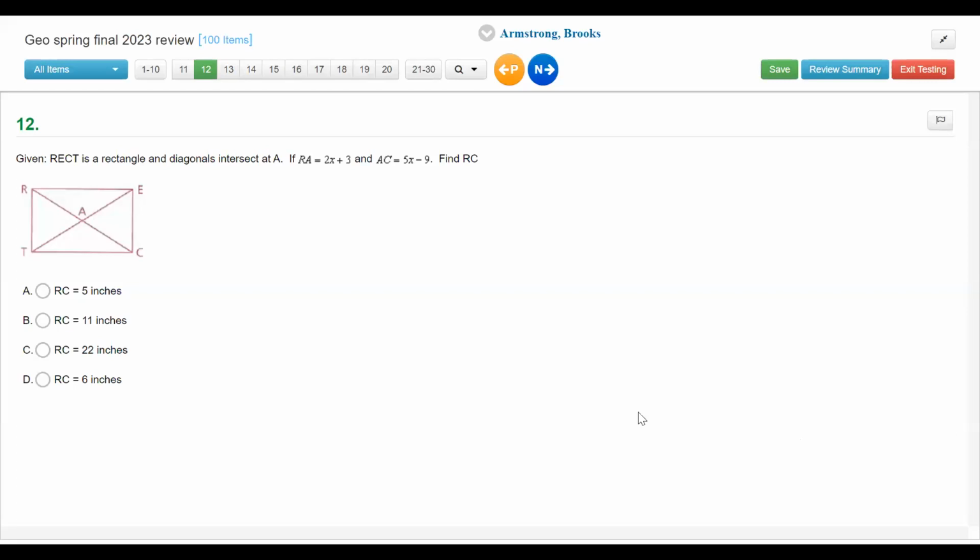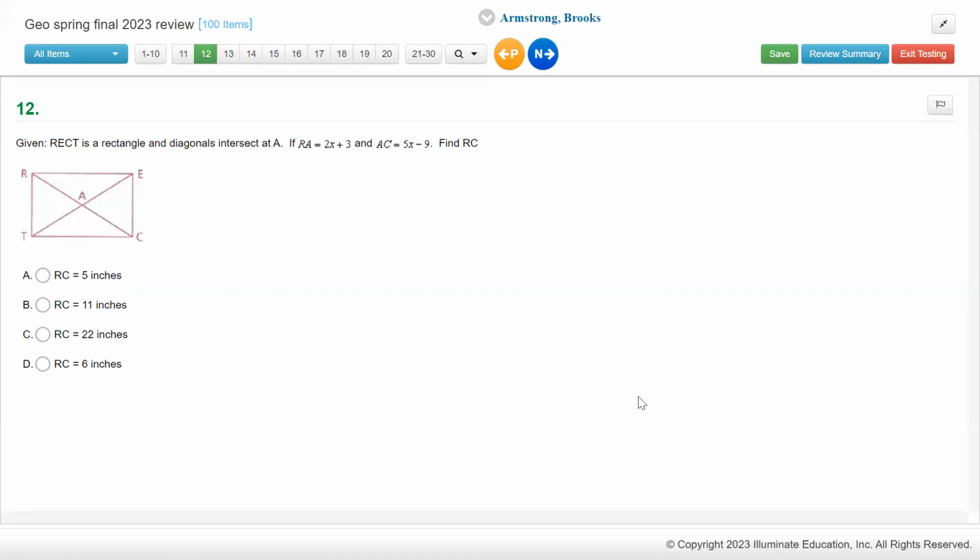Okay. All right. If RA is 2x plus 3, and AC is 5x minus 9. Okay. I think I can talk you through this one. You see that they're giving you RA is part of the diagonal and AC is part of the diagonal. Yes. So you can actually set those equations equal to each other. So 2x plus 3 equals 5x minus 9.